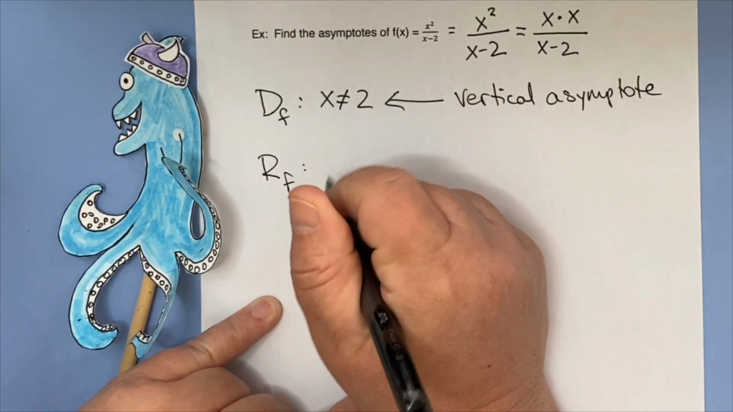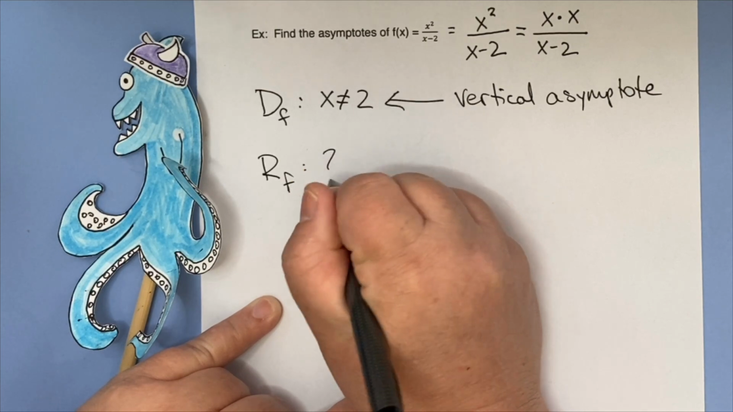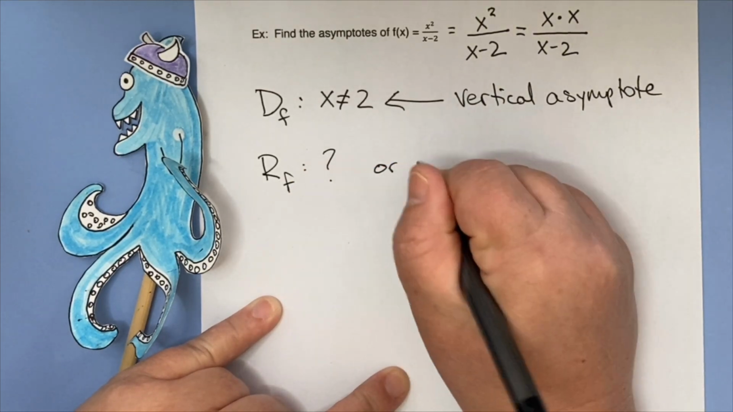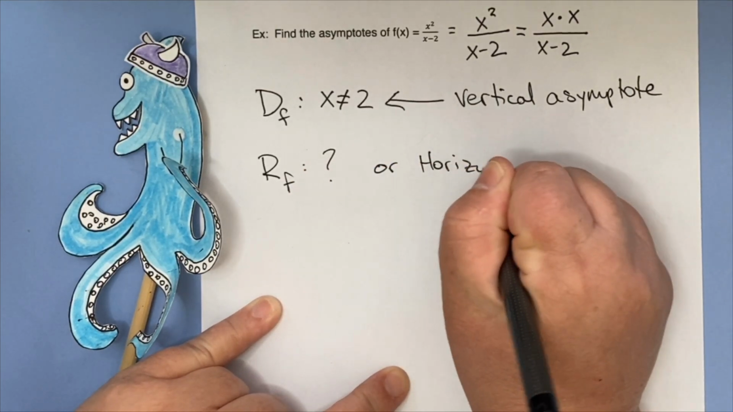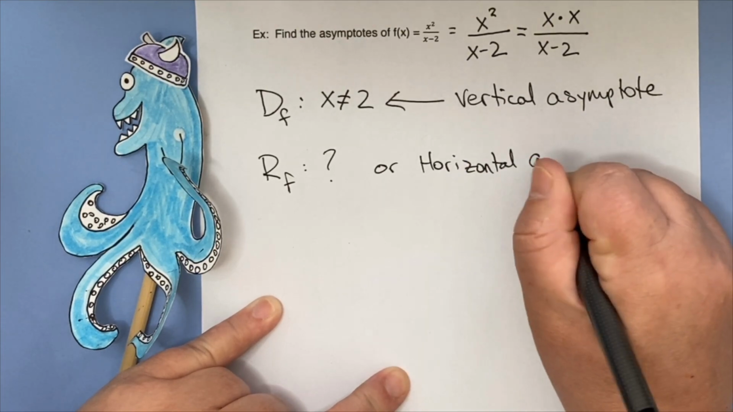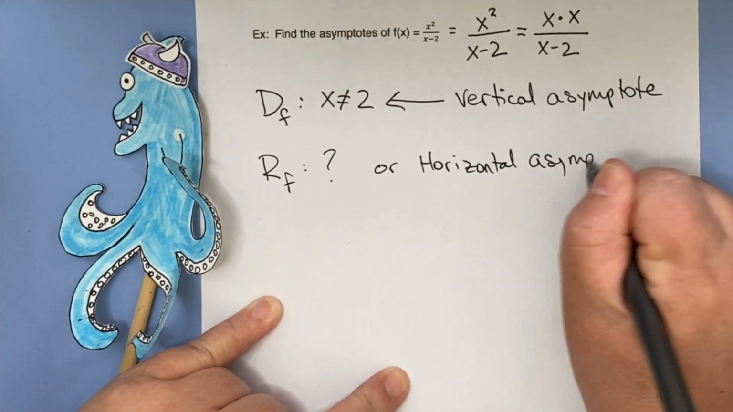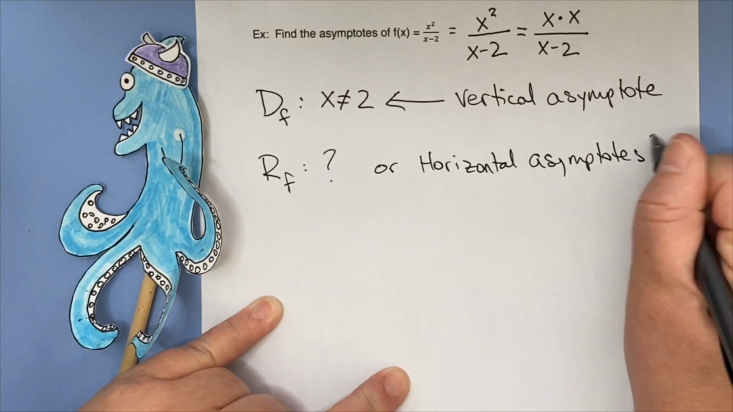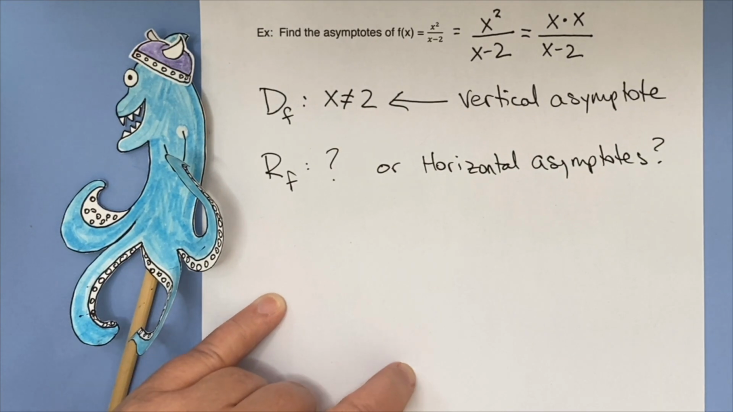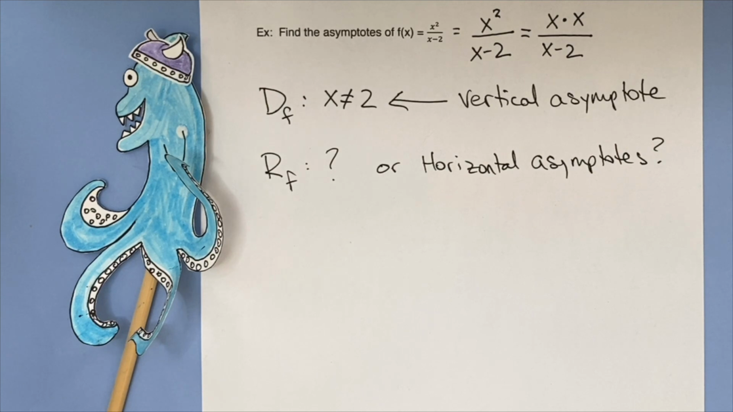Okay, so now what about horizontal? What sort of range do we have? Do we have any horizontal asymptotes? It turns out this is a very complicated question, because the range of this function is actually pretty hard to get to.